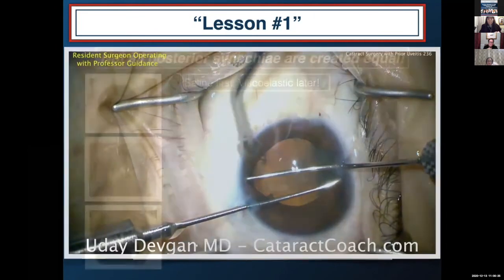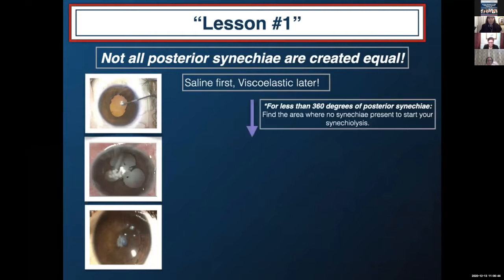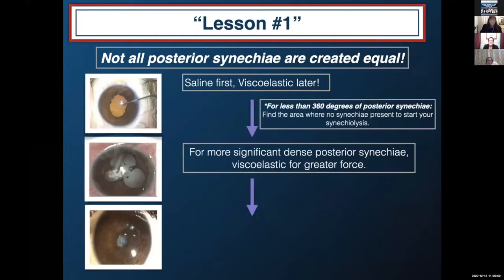The beauty here of what I call the saline first, viscoelastic later technique is that you save a step. You don't need to wash out the viscoelastic and then go ahead and stain the capsule. So you can get a better stain of your anterior capsule in this way. However, if it's more dense, consider doing viscoelastic and then just washing it out.